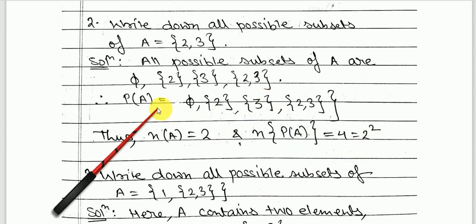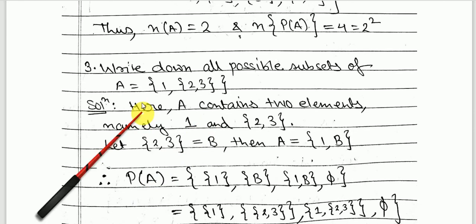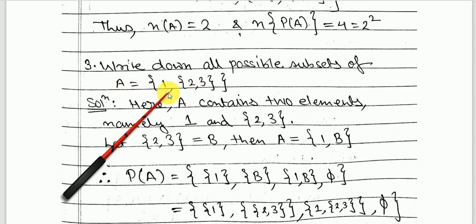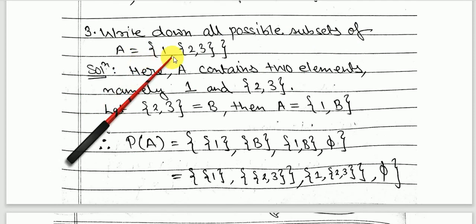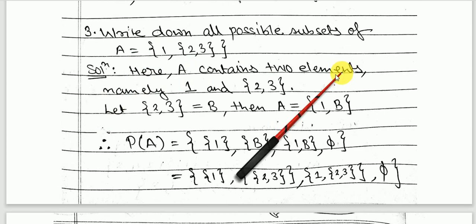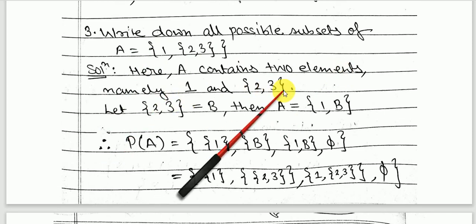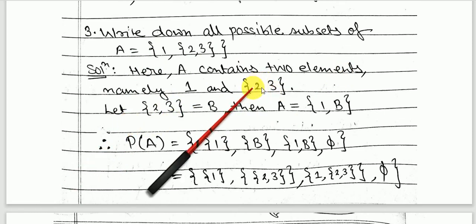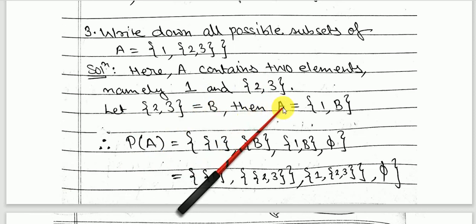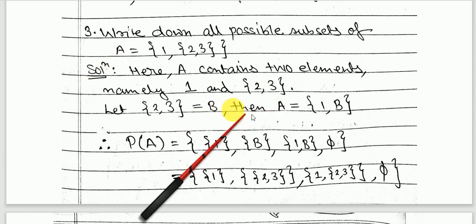Next, write down all possible subsets of this set. So here this set contains 2 elements. First element is this, second element is this. Okay, here A contains 2 elements, namely this and this. So let us denote this element by B. Then we'll get set A as 1 comma B. So it has got 2 elements.